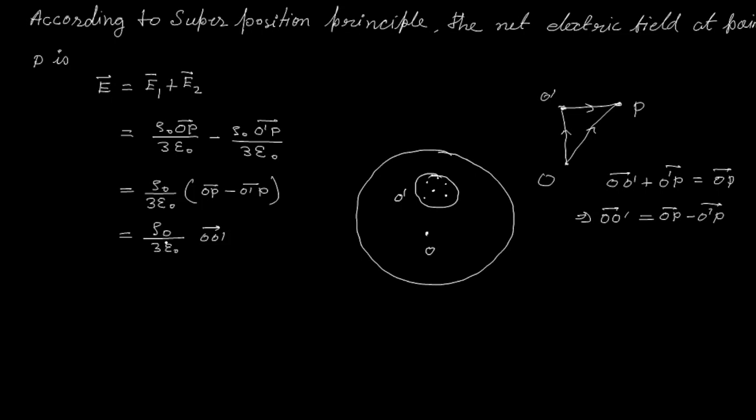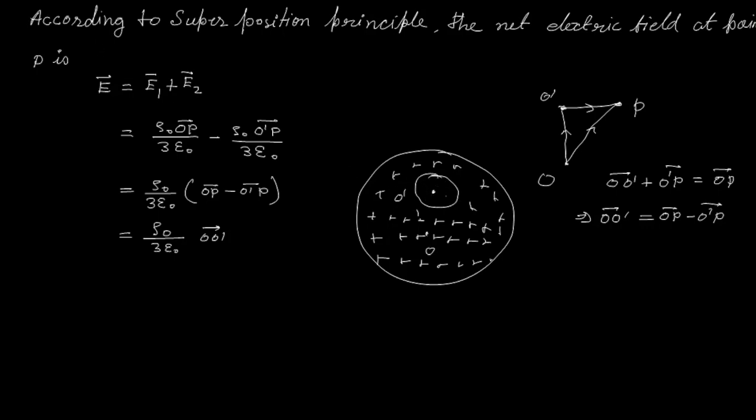rho by 3 epsilon naught times the distance between O and O dash. So it will be independent of the position of P within the cavity. This suggests that inside this cavity the electric field will be uniform, and if you have a positive charge density, the direction of this electric field within the cavity will be along the line O dash.